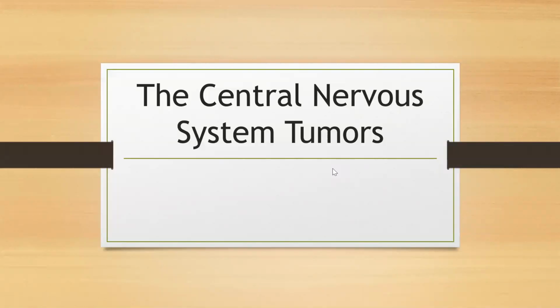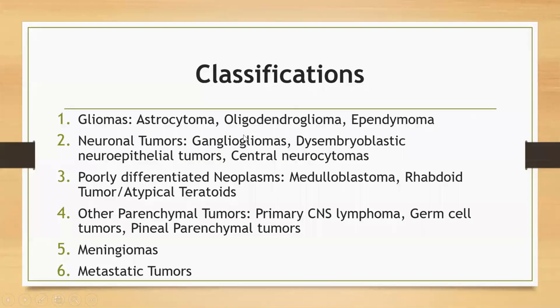Hello friends, today I am going to talk about central nervous system tumors. This is a very important chapter. So first of all, talking about classification, there are various types of CNS tumors.